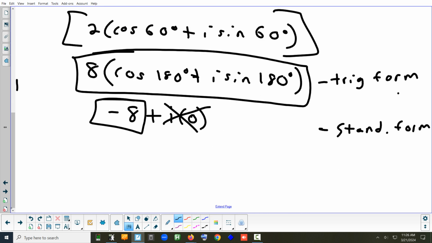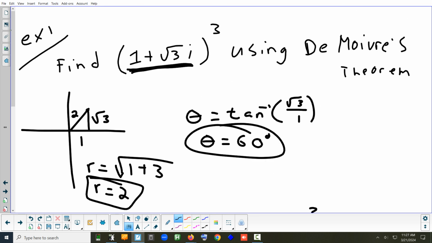Now, that's the answer that we got. How would you go back? How would you undo raising something to the third power? You take the cube root. So if you took the cube root of that number, that's the answer you would get. More specifically, it's one of 3 answers you would get.